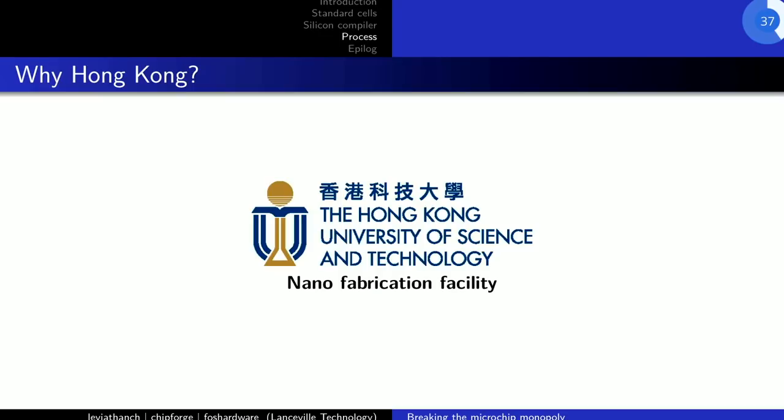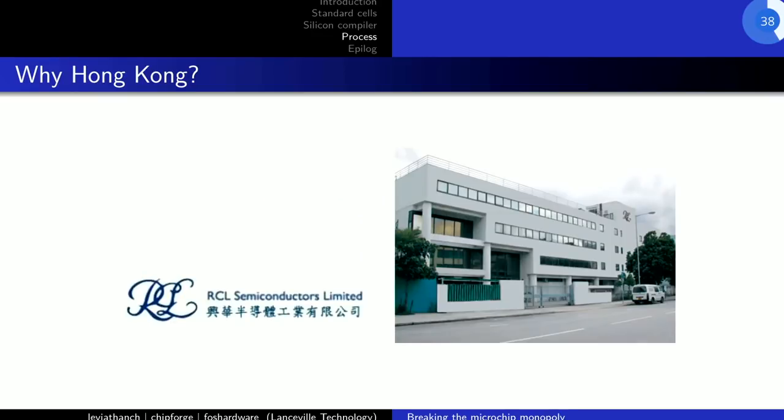So also there is a very advanced laboratory. That's the Hong Kong NFF, Nanofabrication Facility, in Clearwater Bay. And they kindly let us use their equipment to develop this process. Also, one of these vendors I mentioned before, RCL semiconductors, they're really open to introducing Libre Silicon in their mass manufacturing lines, one in Shenzhen, one in Taipo.